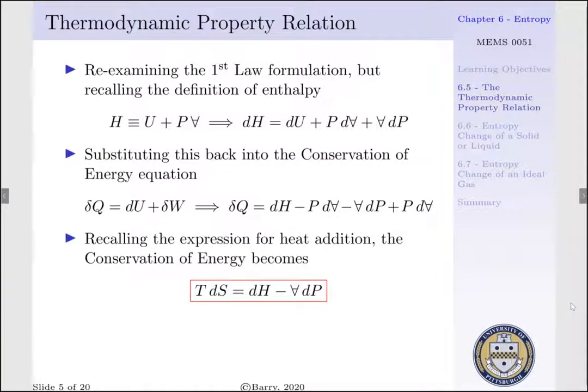Likewise, if we re-examine the first law equation, and we recall our definition of enthalpy, which is equal to internal energy plus our pressure times our volume, we can express our change of enthalpy as dU plus PdV plus VdP. Now if we substitute this expression into our conservation of energy equation, where dU is equal to dH minus PdV minus VdP, we'd have our heat supplied would be equal to dH minus PdV minus VdP plus our work, which is PdV. And we notice our PdV terms cancel out. Thus our second Gibbs equation is TdS is equal to dH minus VdP.